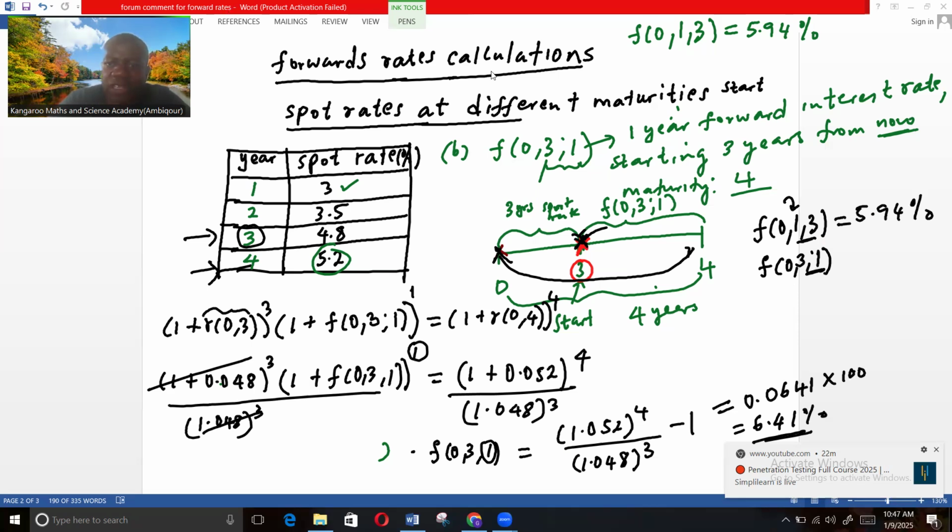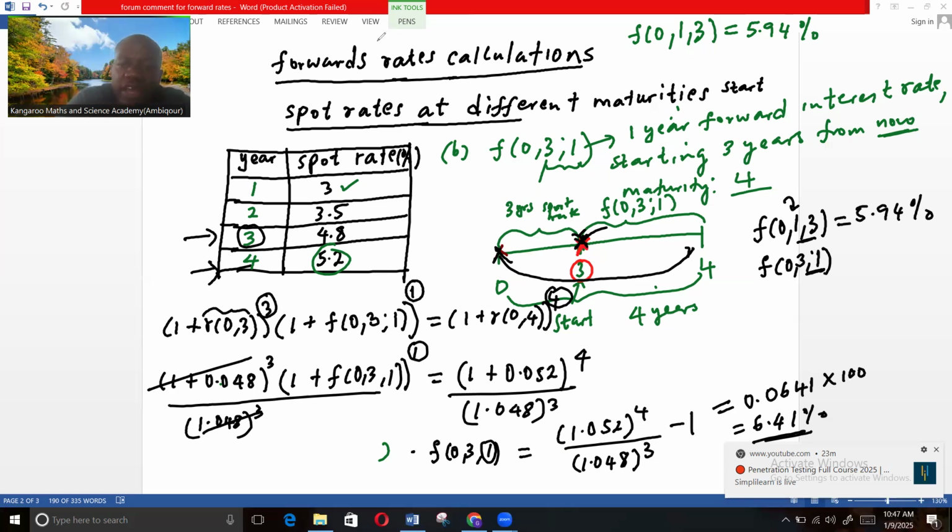I was actually explaining how to calculate the forward interest rate. I strongly believe you are following. Always take into account that the sum of the exponents should always be the same. Looking at the exponents, they always have to be the same. But it's easier when you have constructed a timeline.